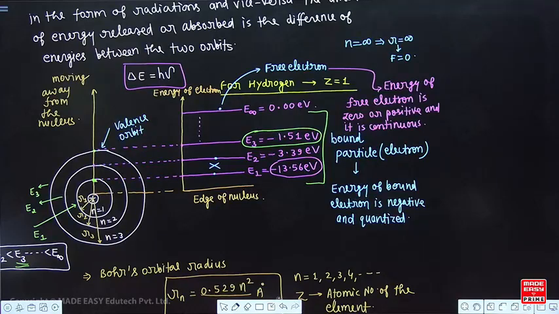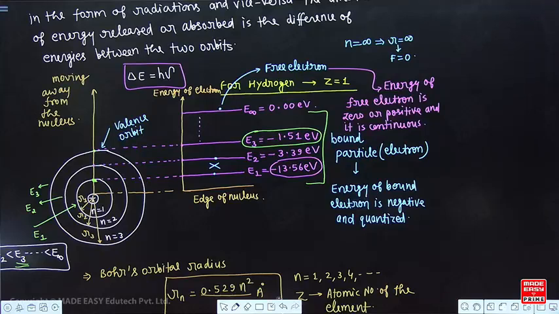Yes, the energy of a free electron is not quantized, because the quantization rule Bohr gave is only for electrons which are moving around the nucleus. For them, mvr is equal to nh by 2 pi. But if the electron is free from the force of the nucleus, then mvr equal to nh by 2 pi is not valid, and if that is not valid, then energy cannot be quantized.